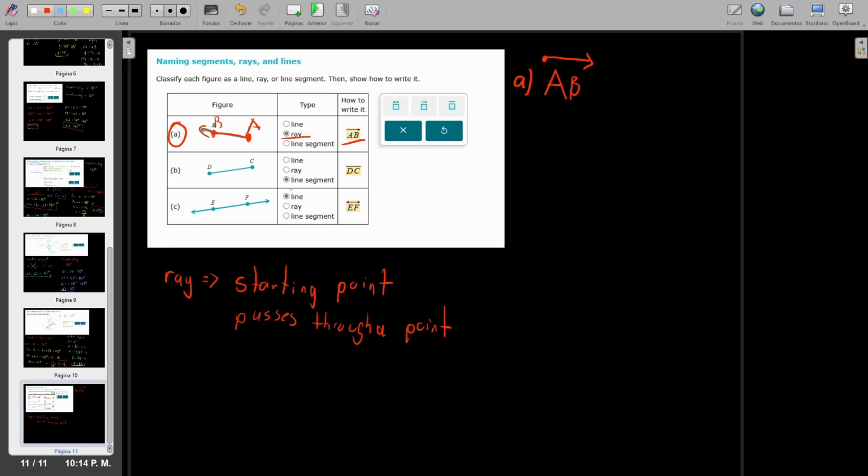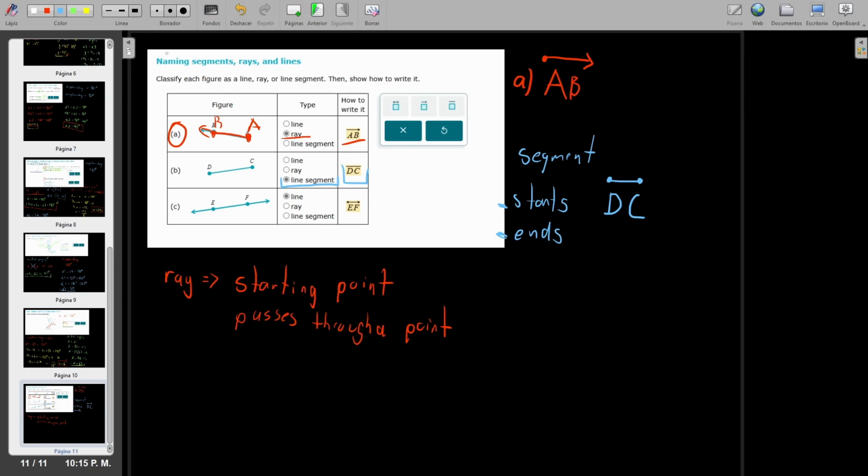Now, a segment. Segment means that it starts and ends. It has a starting and an ending. In this case, it has the points D and C. You can put it like this. As you can see, there is a line segment, meaning only a part. So we write it like this, D to C.